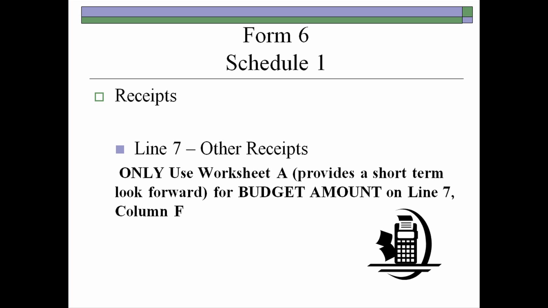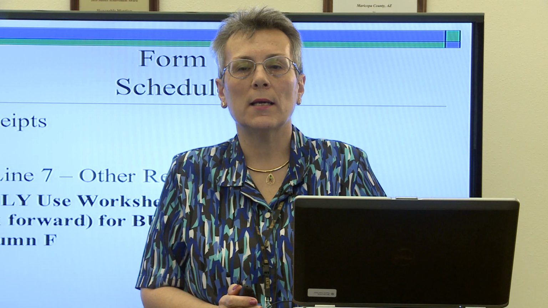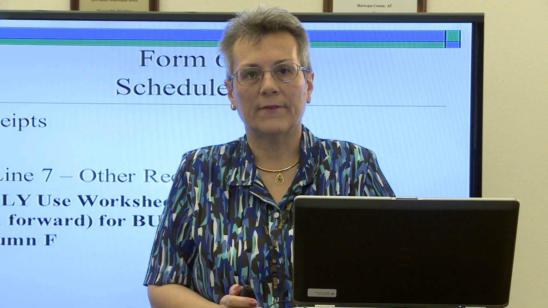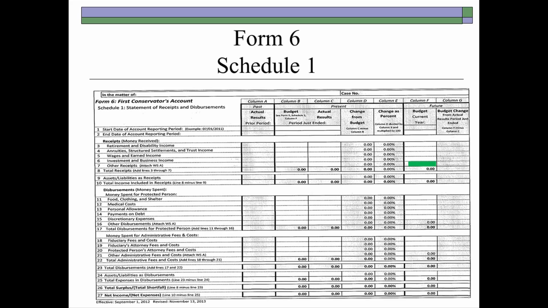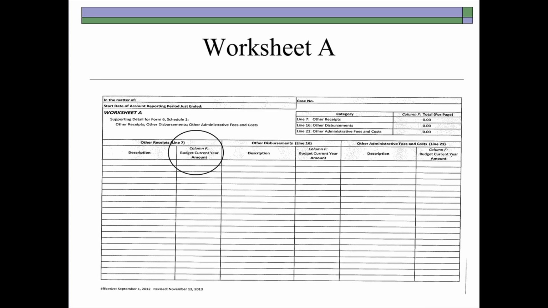Line 7 is where you record other receipts. Worksheet A supports the amount on line 7, but only for column F for the budget. Any amounts reported on line 7, column C, are supported on your itemized transaction log. And here is line 7, column F, that should have the itemized support noted on Worksheet A. And here's the area on Worksheet A that you will complete for line 7.